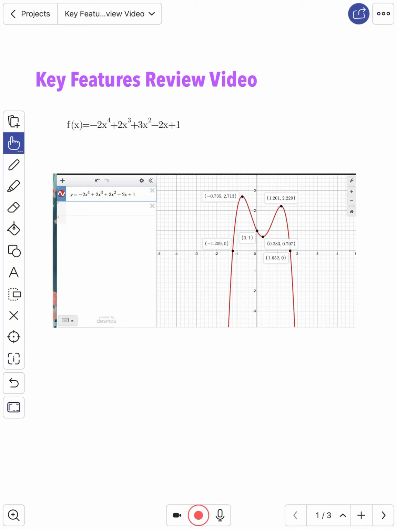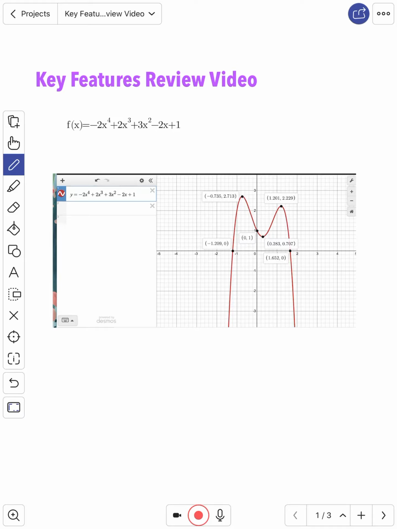So let's say that you're given this equation over here. I have f of x equals negative 2x to the fourth plus 2x to the third plus 3x squared minus 2x plus 1. The first thing I'm going to do if I'm given an equation like that is go to Desmos and plug that equation into Desmos. You can type in f of x or you can type in y equals. Either way will work.